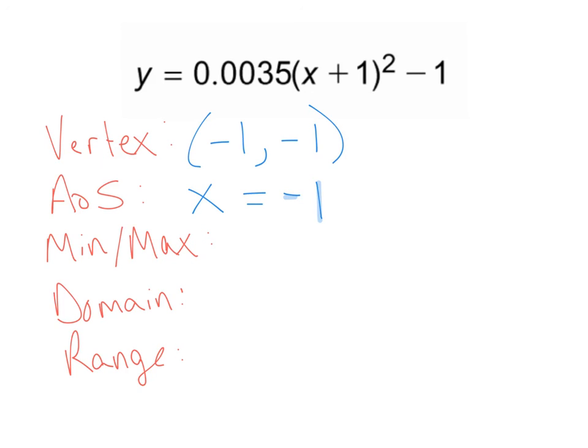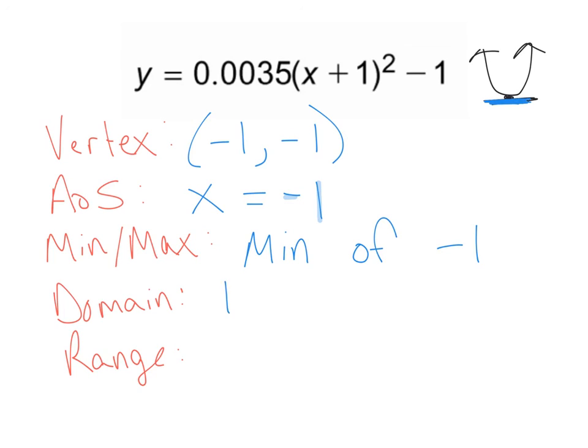Next up, min or max value, and that's based off of our a value. Our a value here is positive. So that means we're going to have a regular opening up U-shaped graph, which means that it's going to have a very bottom point, which means it has a min. The min, we have to tell what it is. So we're going to say a min of, and what's going to be the lowest value possible? Well, lowest talks about our y value, and it's always the vertex. So what's the y value of the vertex? And that's negative 1. So we have a min of negative 1.